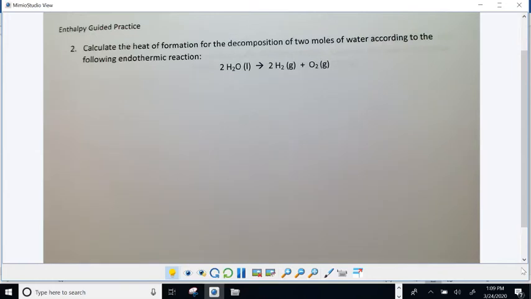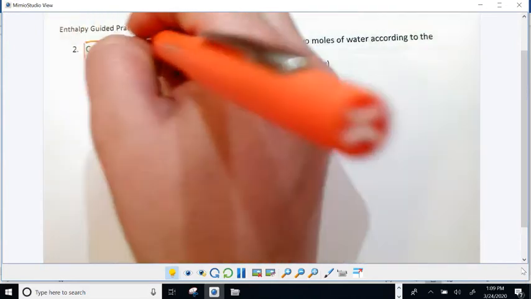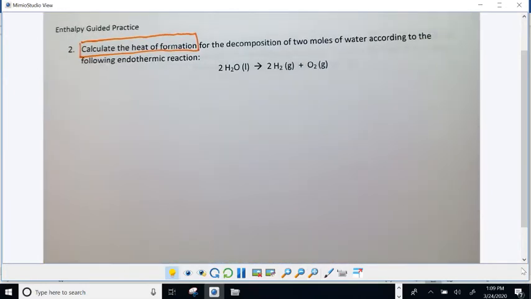All right, here is question number 2. We want to calculate the heat of formation for the decomposition of 2 moles of water according to the following reaction. So again, calculate heat of formation. We like to box our question.